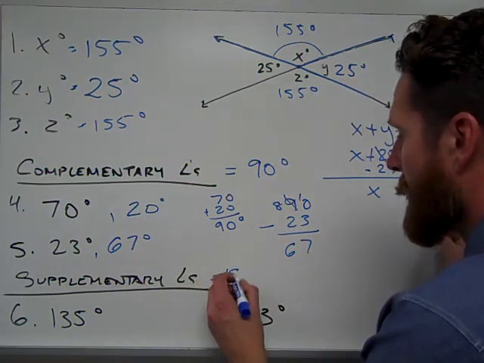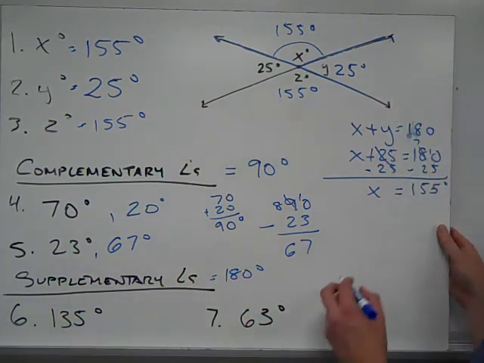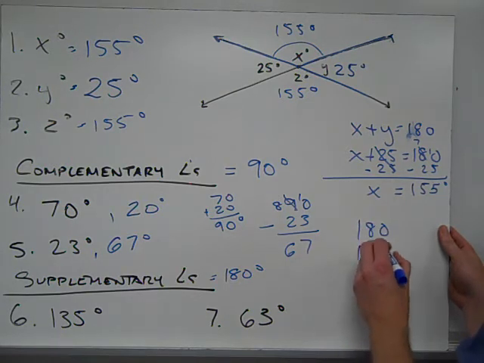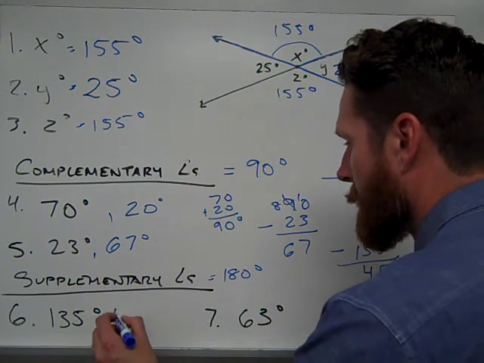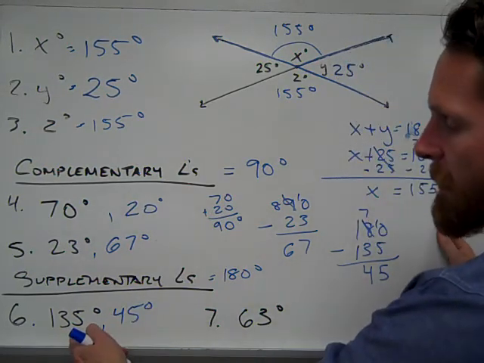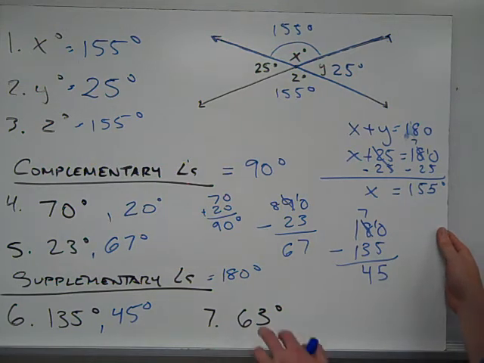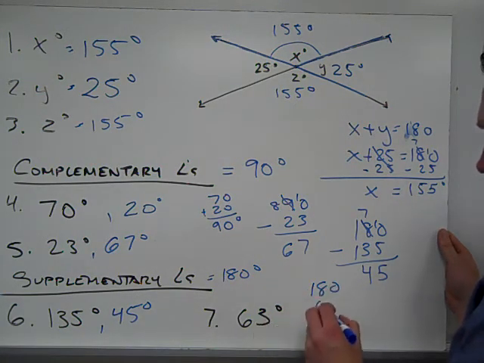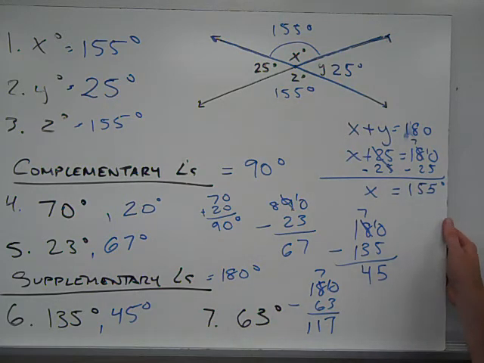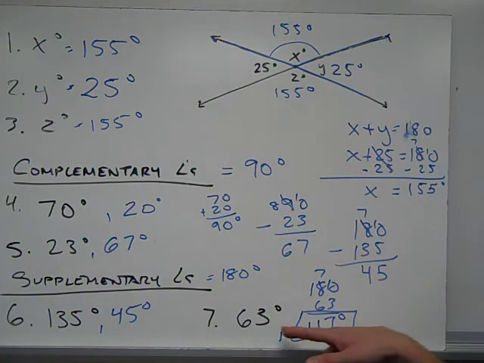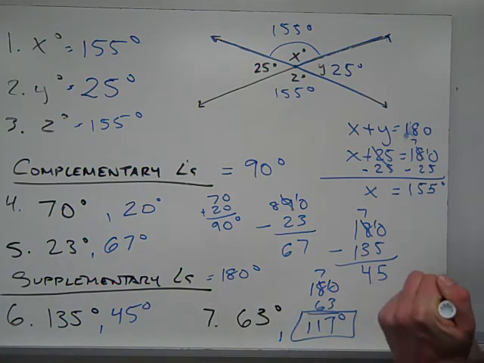Supplementary, they have to equal 180 degrees. So I have 135, and I have to take it away from 180 to find out what's left. 5, 4, 0, 45 degrees. 45 plus 135 equals 180. Same thing here. 180 minus the 63 will give me the total of what I need. 7, 1, 1. So 117 degrees. Since it's right there next to it, let's leave it there. 117 plus 63 would equal 180 degrees.